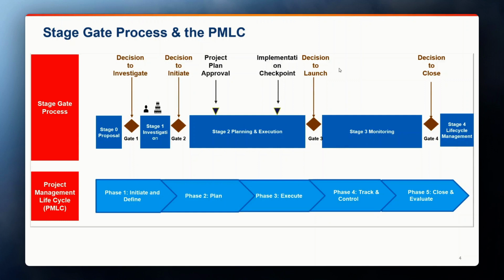So here there are two swim lanes. The first one is the stage gate process, and below that you will see how the stage gate process aligns with the PMLC, which is Project Management Life Cycle. Stage 0 of the stage gate is the proposer stage, which aligns with phase 1, initiate and define of the PMLC.